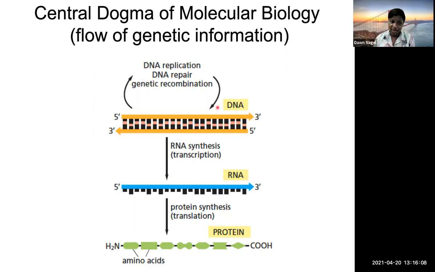The next step in the flow of genetic information is now going from DNA to RNA, okay? And that process is what we will talk about for the next couple of lectures. We'll talk about bacteria first and then eukaryotes. But this is synthesizing RNA, or transcribing the information from the DNA into RNA, before that gets made into a protein.